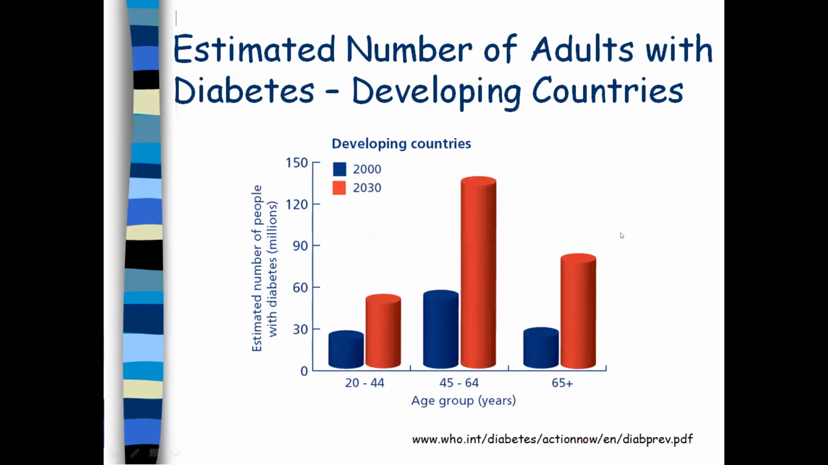So the estimated number of adults with diabetes in developing countries, as we know India is a developing country, so the estimated number of people who are suffering with type 2 diabetes up to 2030, that the development of type 2 diabetes will be more in the age group of 45 to 64, and it is lowest amongst 20 to 44.